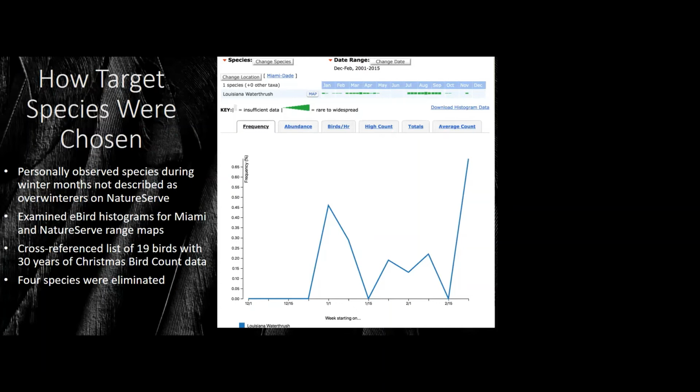Those 4 species were the Cooper's hawk, the pine warbler, the brown-headed nuthatch, and the mangrove cuckoo, because those look to be year-round resident species here in South Florida, even though other populations of those species might migrate either within North America or between the Nearctic and Neotropics.